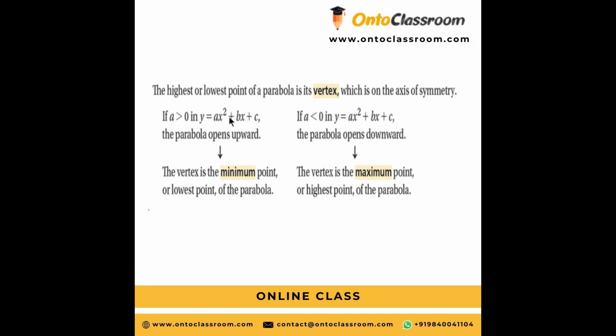If we have any equation given, if a, the coefficient of x square, is greater than 0, then the parabola opens upward. If it is less than 0, meaning a negative number, then it opens downward. If a parabola opens upward, then the vertex is the minimum point, or lowest point, of the parabola. If a is less than 0, which is a negative number, and the parabola opens downward, then the vertex is the maximum point, or the highest point, of the parabola.